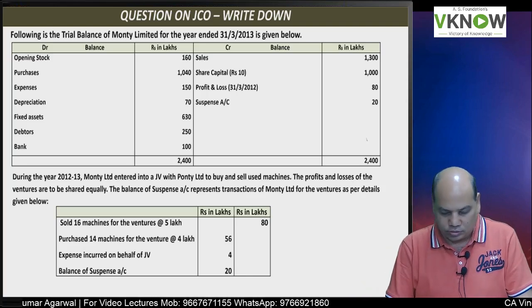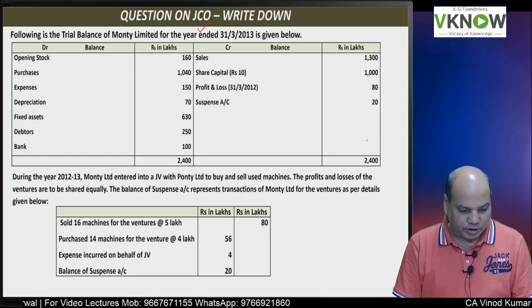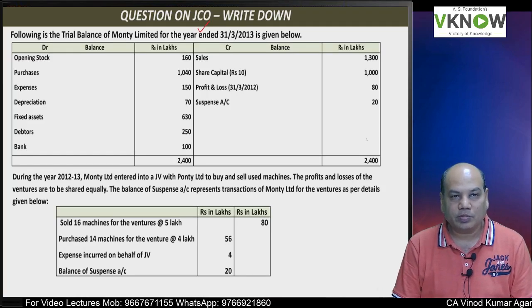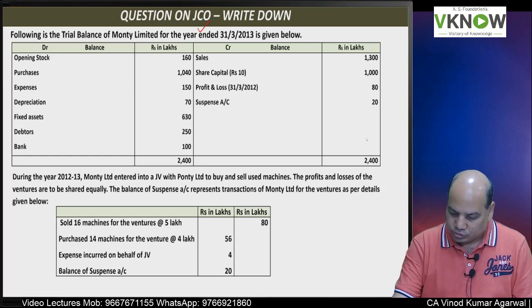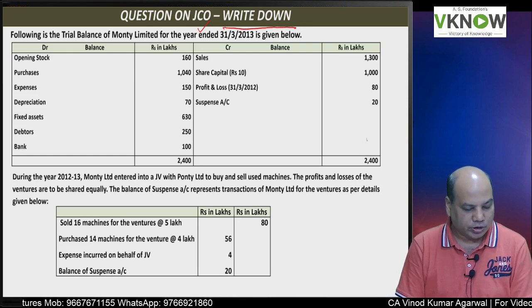So now we'll write down one question on jointly controlled operation. This question is from a reference book. You will have to note down in the notebook. This question is not printed.